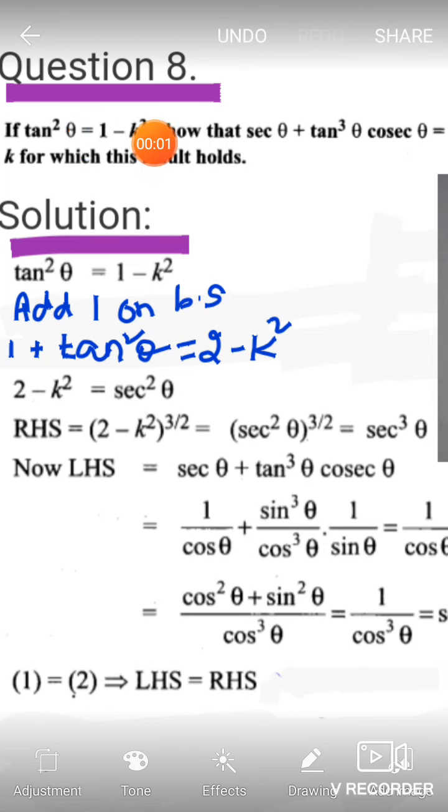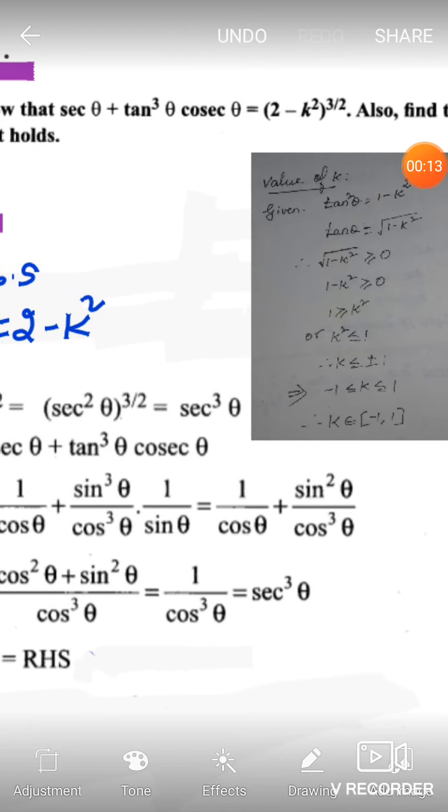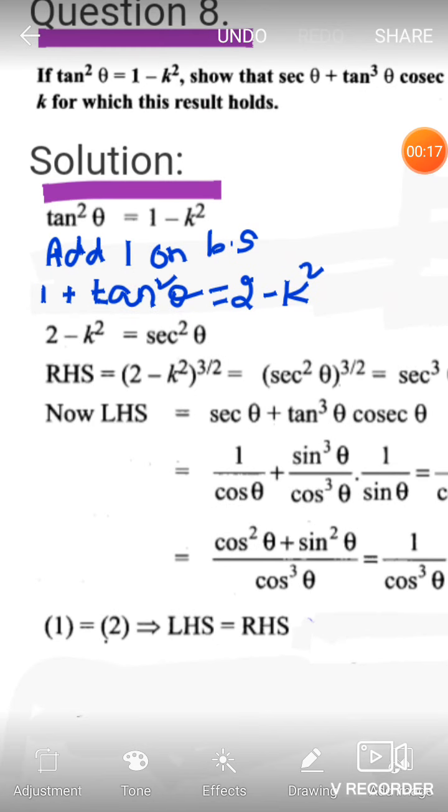See the 8th question in exercise 3.1. If tan square theta is equal to 1 minus k square, show that (secant theta plus tan cube theta) into cosecant theta is equal to (2 minus k square) the whole power 3 by 2. Also find the values of k for which this result holds.